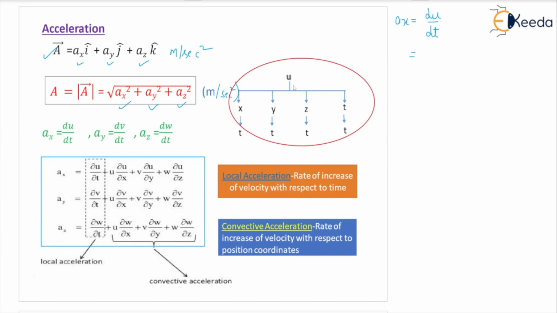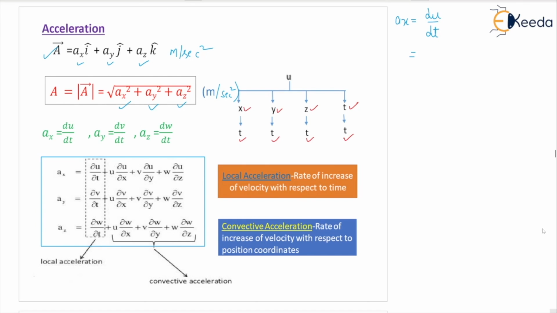Please look at this. u is a function of x, y, z, t, I already wrote u is a function of x, y, z, t. So you can see I have written x, y, z and t here, correct? u is a function of x, y, z, t, we have seen in the last slide, and everything is a function of time t definitely. So I want to write ax. ax is your du by dt, correct?